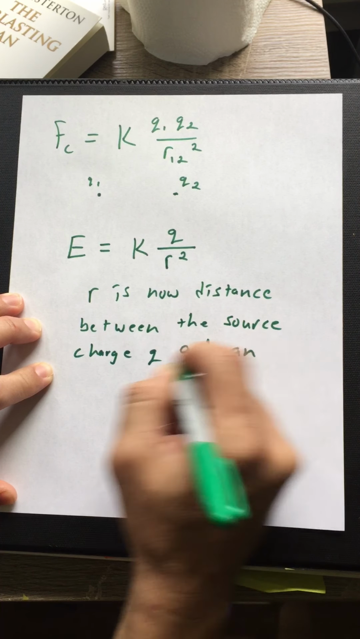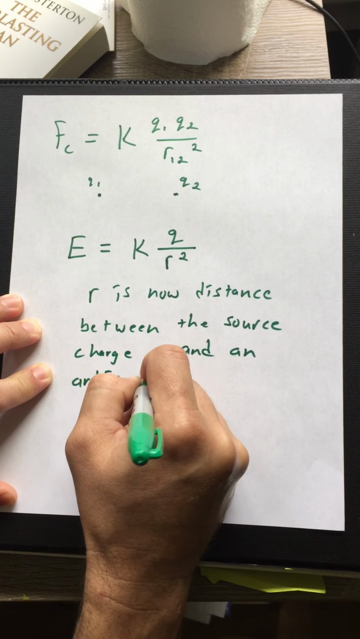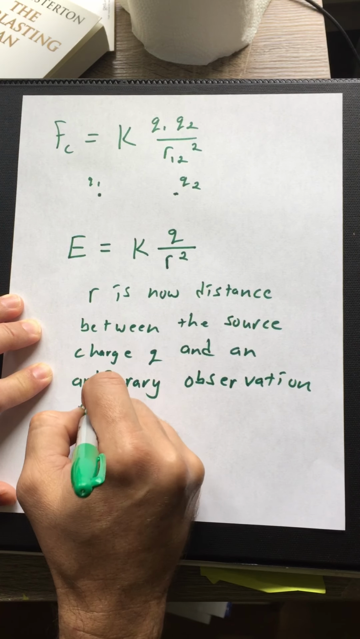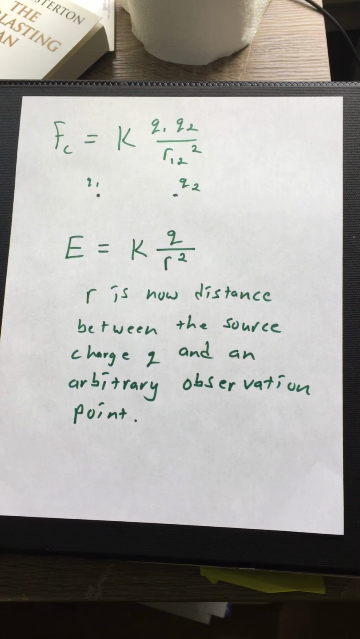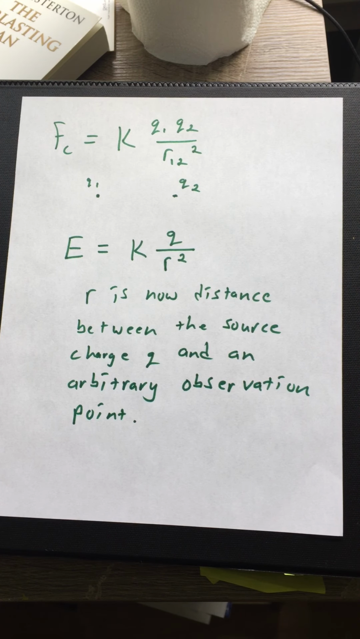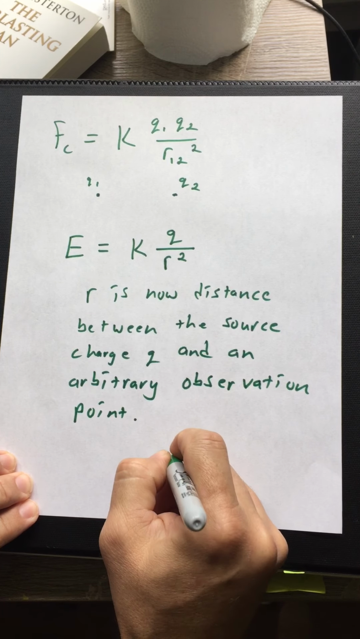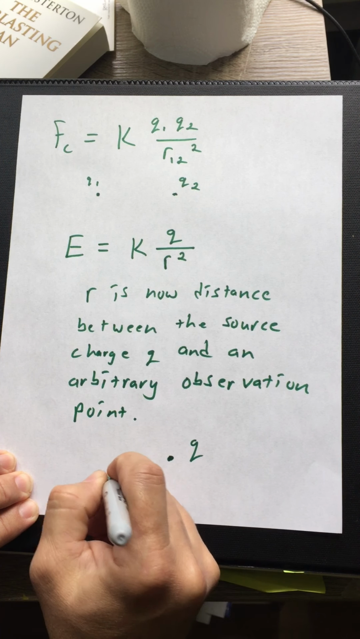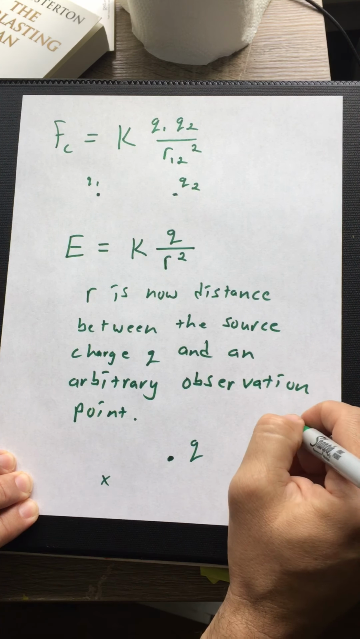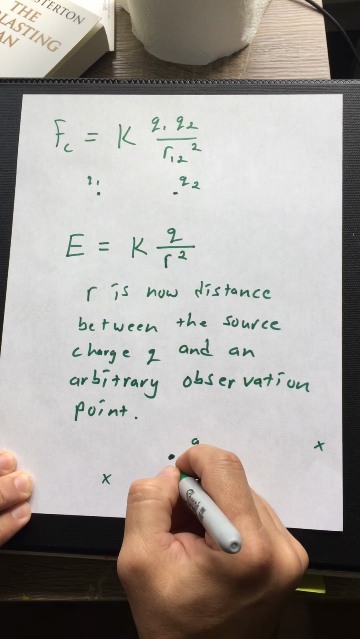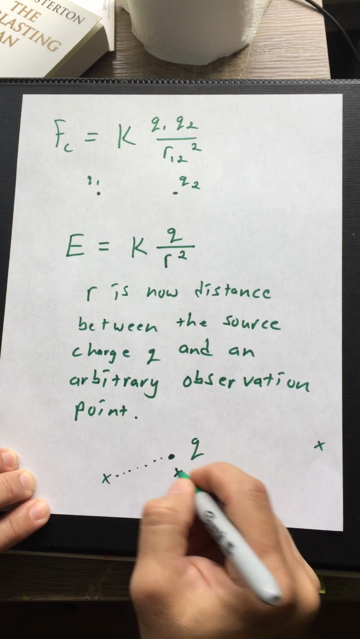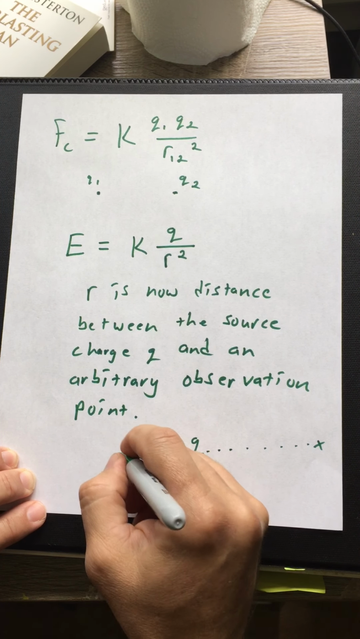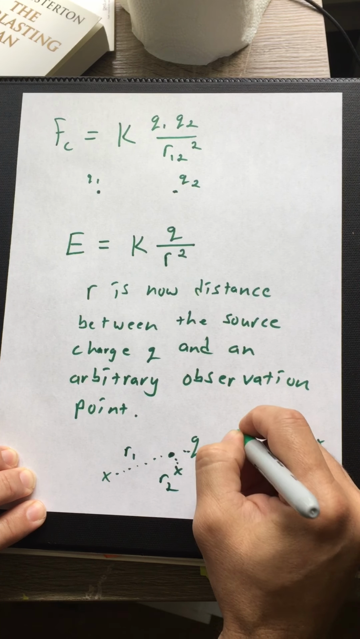and an arbitrary, which means I choose it, observation point. An arbitrary observation point. So if I'm trying to characterize the influence on space of this charge, I have this charge Q, my source charge, right? Then I might choose this point, I want to know what the influence is here. I might want to know what the influence is here. I might want to know what the influence is here. Each of these is a different R, and this is some distance 1, maybe this is some distance 2, and this is some distance 3.